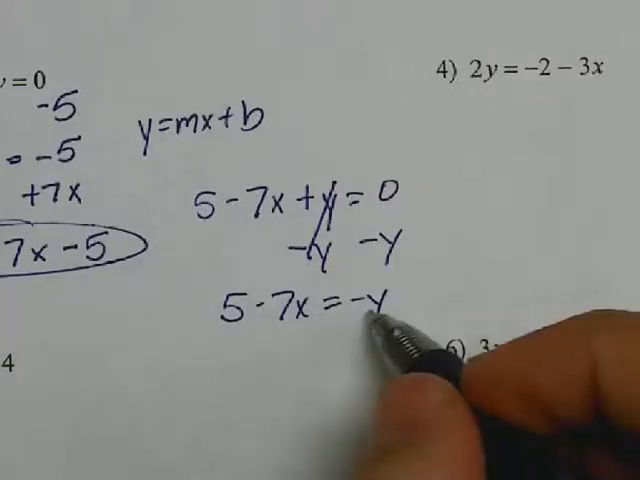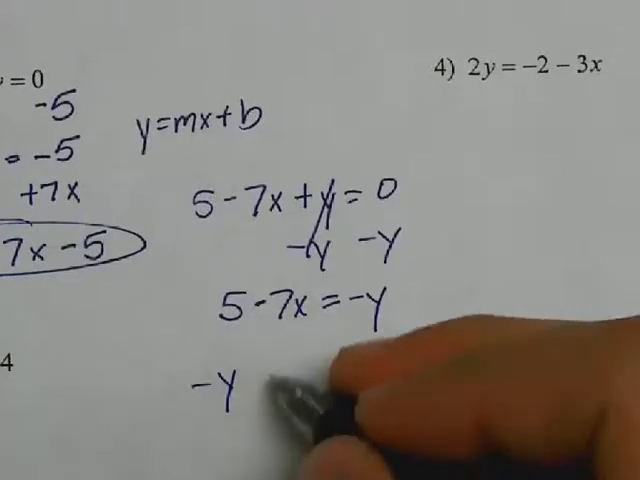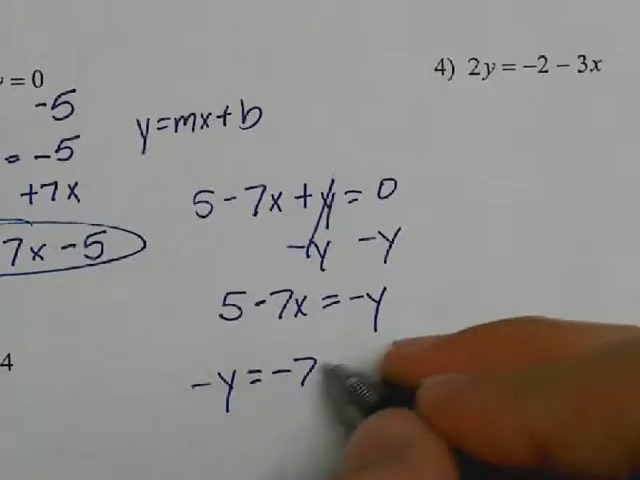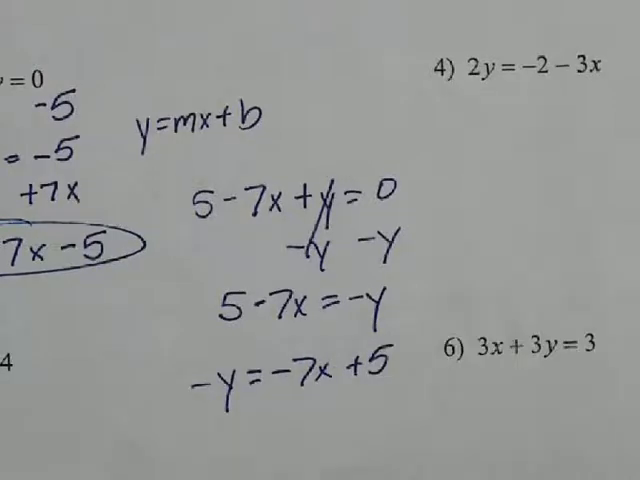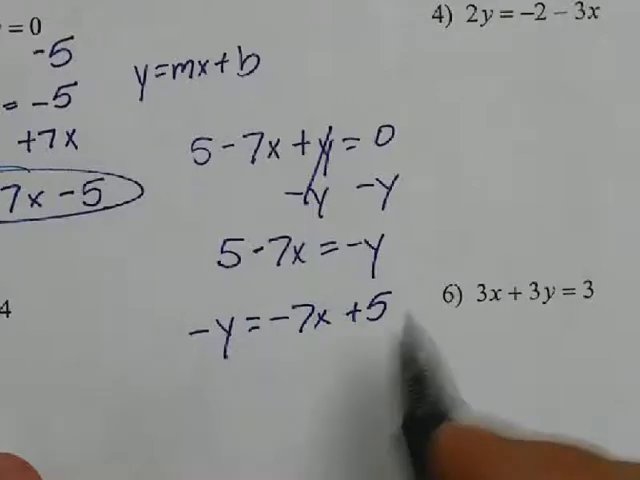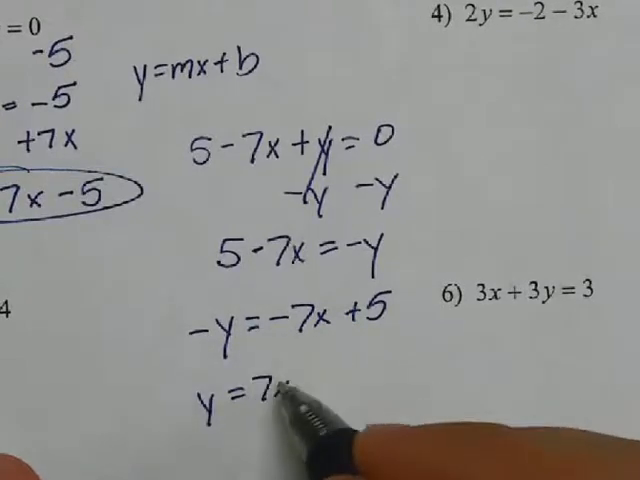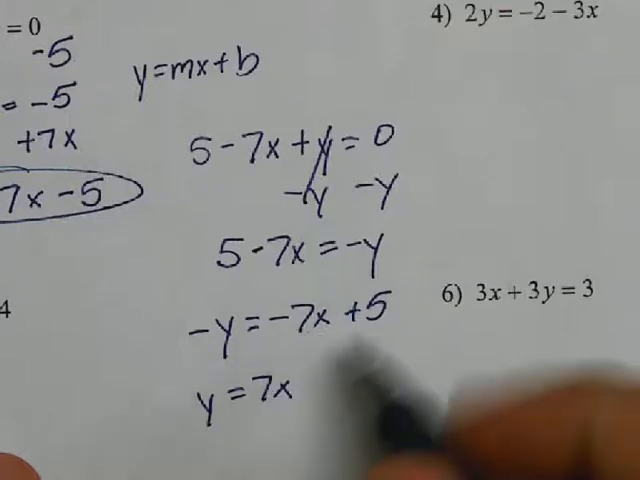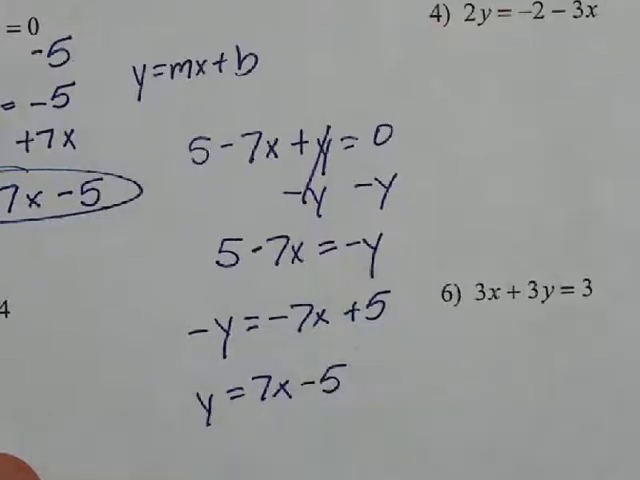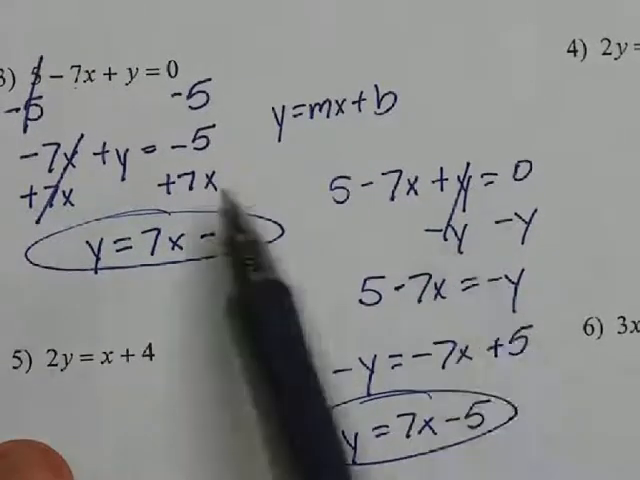And then watch, now I'm going to flip it. So there'd be negative y equals negative 7x plus 5. But then that negative y, I can just divide everything by negative 1, or simply remove that and change all these to the inverse. Negative 7x becomes positive, and the positive 5 becomes minus 5. So notice here, I still get the same answer, but it's just worked a different way.